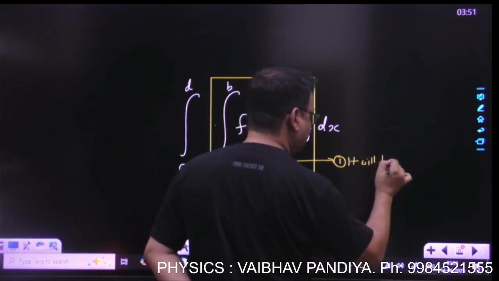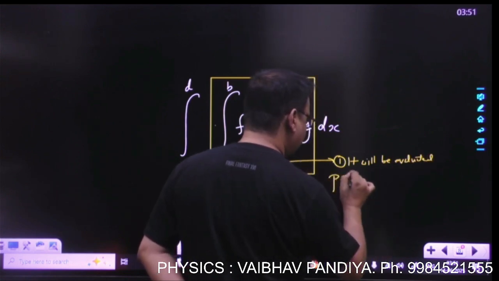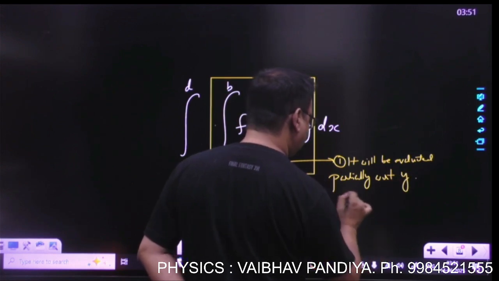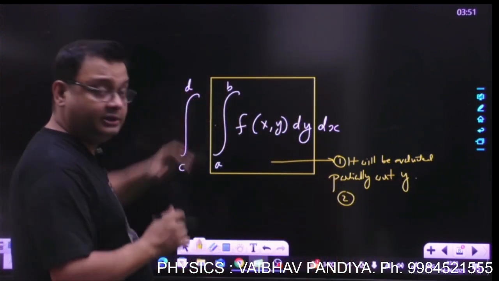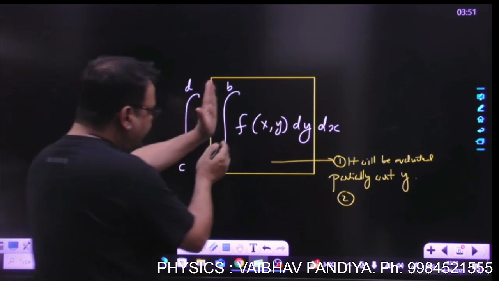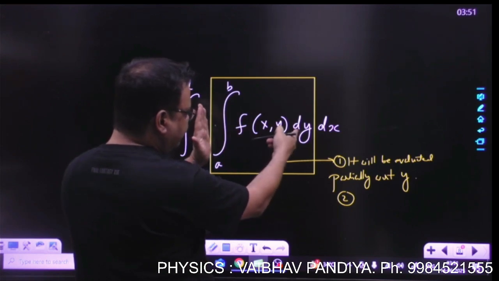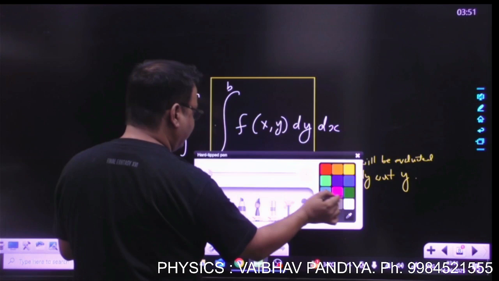So number 1, it will be evaluated partially with respect to y. And number 2, if you are confused about which integral is giving the limits of which variable, the inner integral sign will give the limits of the inner integration variable, that is y. So a and b, these are the limits of y. Got it?